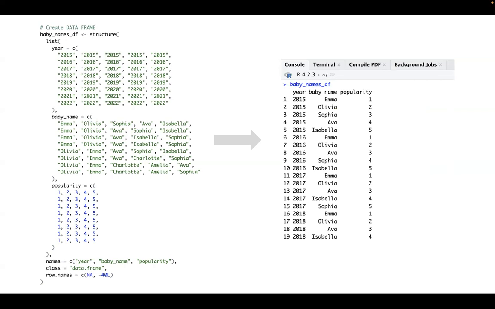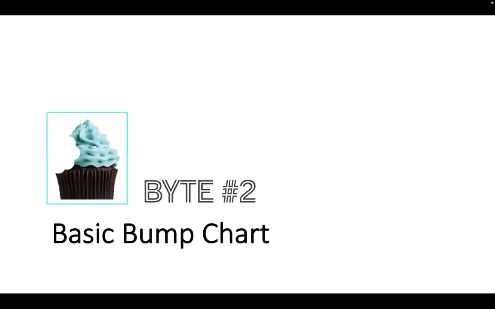Now, as long as everything worked, fingers crossed, we have our data frame of female baby names data. Now on to byte number 2.